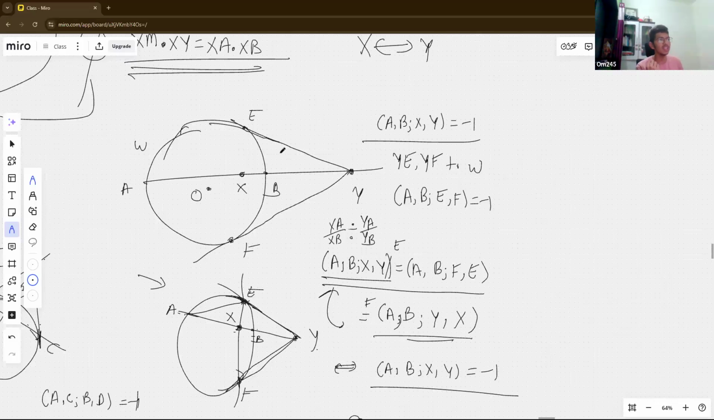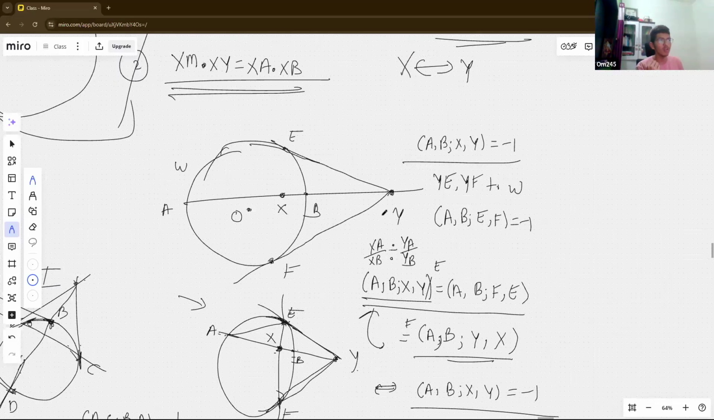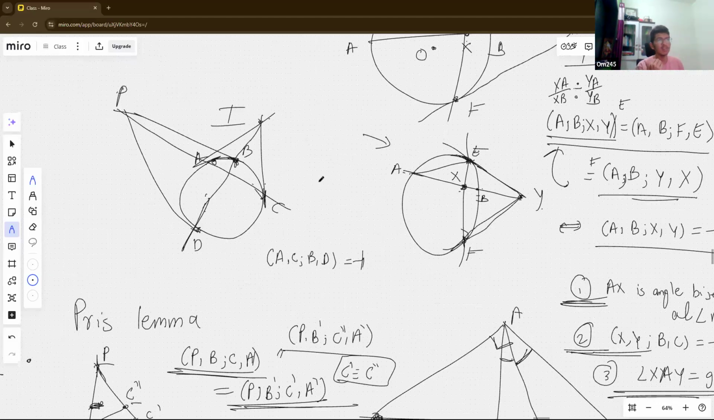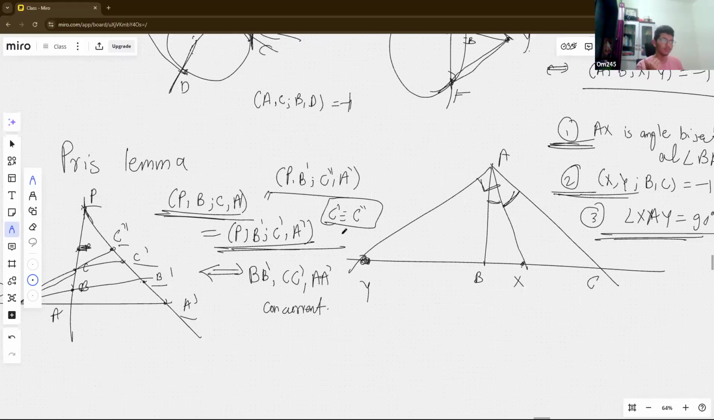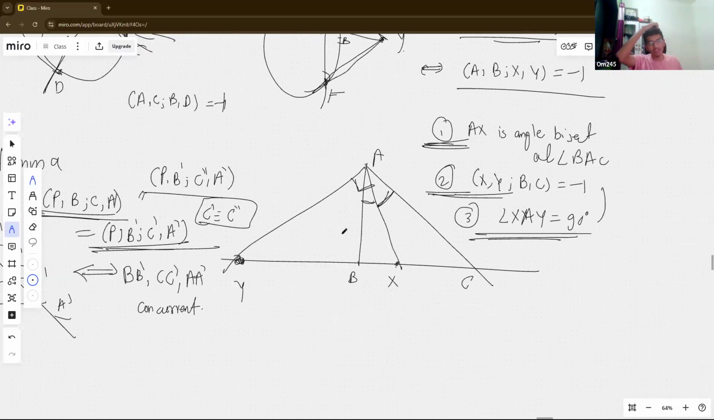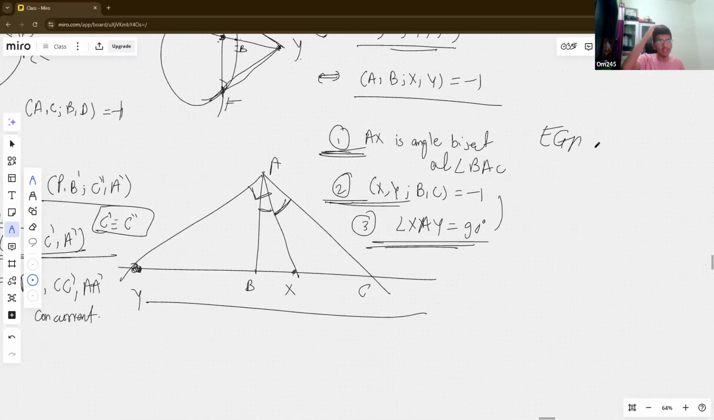Then yeah, we have this tangent thing. If you have a harmonic bundle, then the tangents from Y, YE and YF, actually pass through X. So E, X, Y, F is collinear with the harmonic things. And then we have the harmonic quadrilateral and Prism lemma. This is a nice fact. There are so many harmonic things you can read in EGMO itself, I guess, EGMO chapter 9.